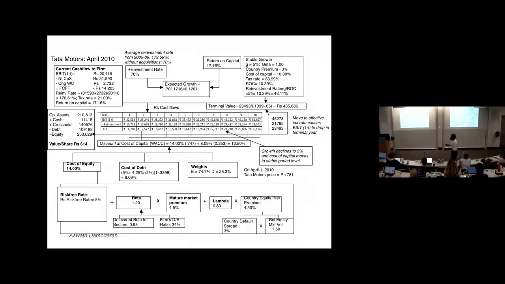But look at how much it is. In this case, 40% of Tata Motors' value is coming from its cross holdings. This company is 60% Tata Motors and 40% cross holdings. Divide by the number of shares, I got a value per share of 614 rupees. The stock was actually trading at 750 rupees. The CFO of Tata Motors was in the front row. I was doing the CEO.